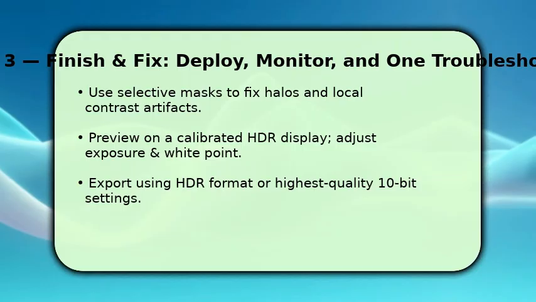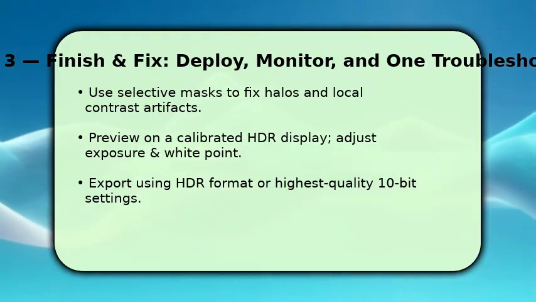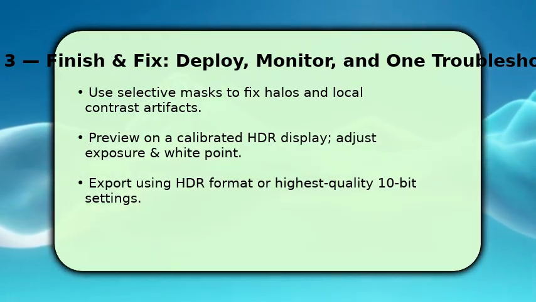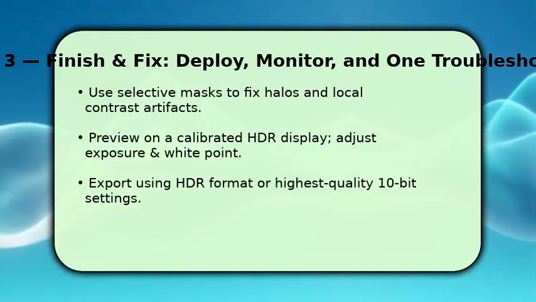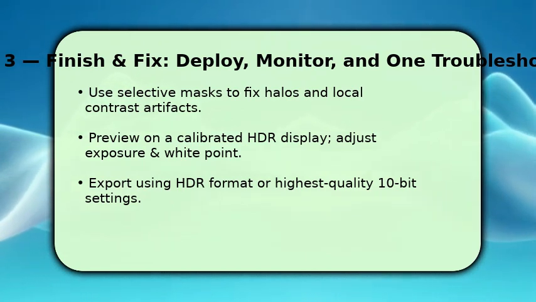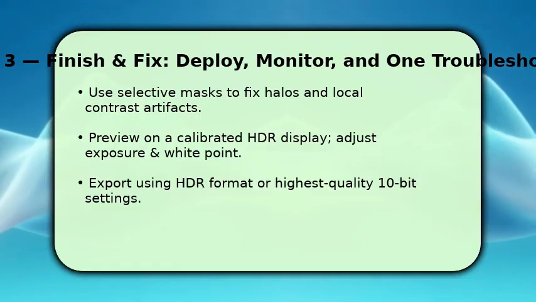Make sure to preview on an HDR-capable monitor or device and adjust white point and exposure accordingly. Finally, export in a 10-bit or HDR format. If colors look off, reduce global saturation slightly and re-export. Troubleshooting tip: if banding appears, enable dither or increase bit depth.